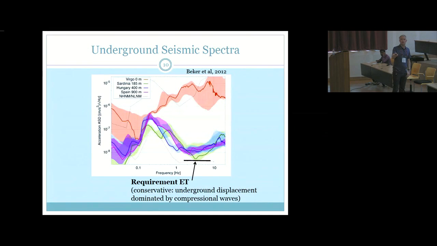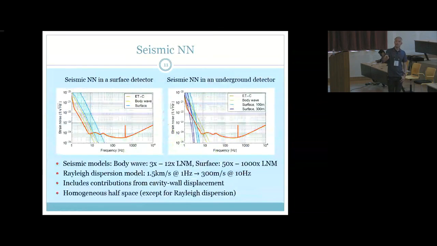Okay. Then let's look at some other seismic Newtonian noise spectra. Here I'm splitting contributions into surface and body waves. The body wave Newtonian noise is weaker by a factor of 100 to 1,000. It really depends on the sites that you consider.